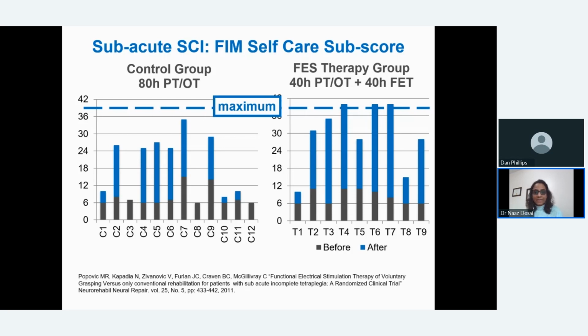So here on the y-axis, we have the FIM scores, and on the x-axis, we have individual patient scores at baseline in the gray bars, and then the blue bars indicate their scores post-intervention. As you can see, both the control group and the FES group have realized some improvements following therapy. However, there is a median change of 25.5 points on the FIM in the FES group compared to 9.5 in the control group.